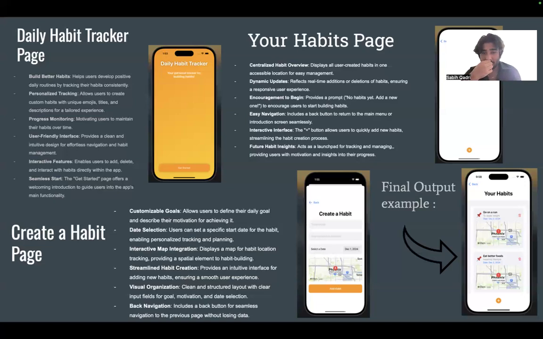Also, going back to the styling, the styling on the MVVM diagram shows what's here, like the orange. The theme on the get started page offers a welcome introduction that guides the app's main functionality. It's just a simple app here. And then going to the right, when you click the Get Started button, you'll go to the Your Habits page.